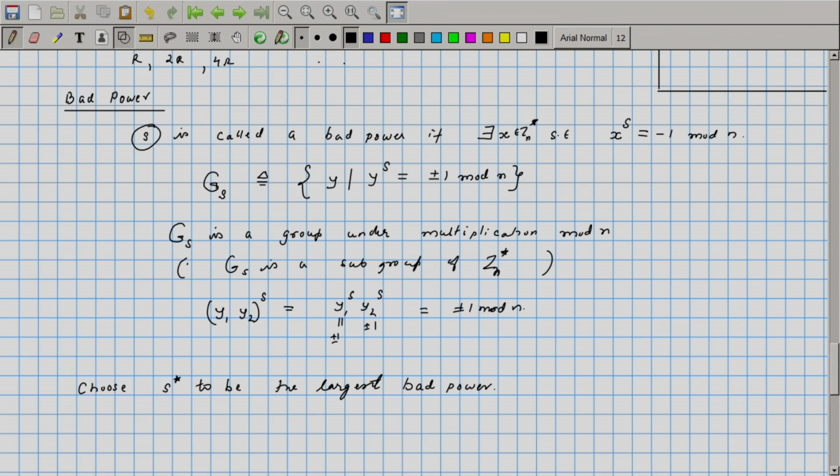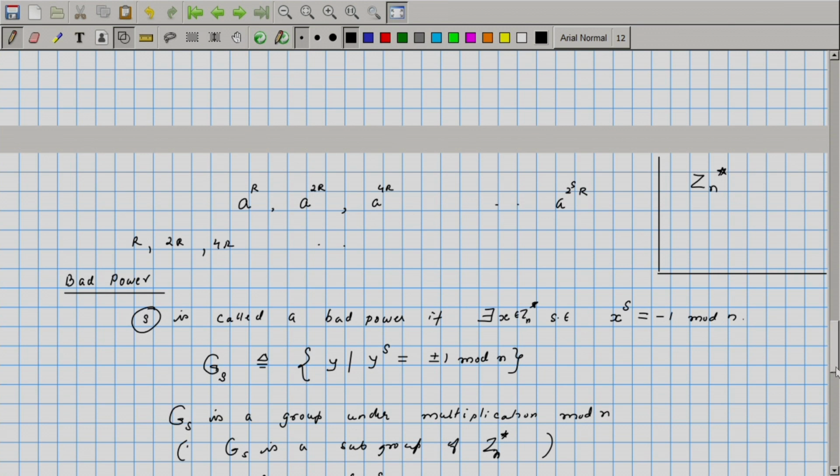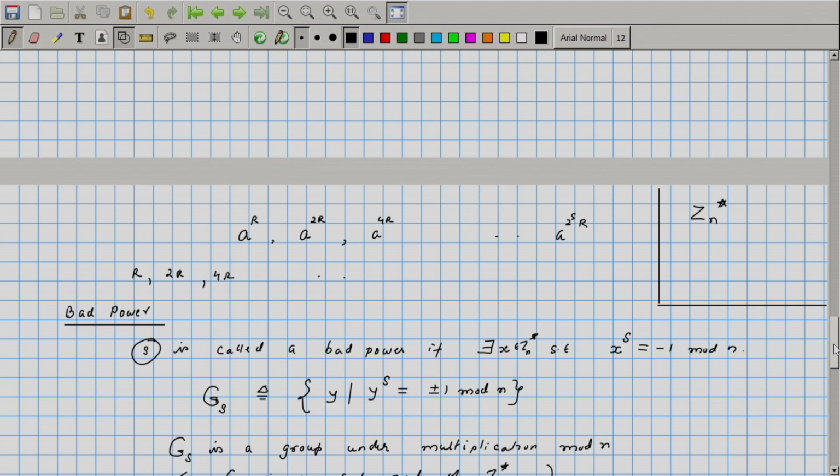So, look at all the bad powers, amongst them find the largest, that is what we define as S star. Is there even one bad power? Only then it makes sense to talk about largest. Okay. So, we are looking at these numbers R, 2R, 4R, etc. Amongst them, is there at least one bad power?